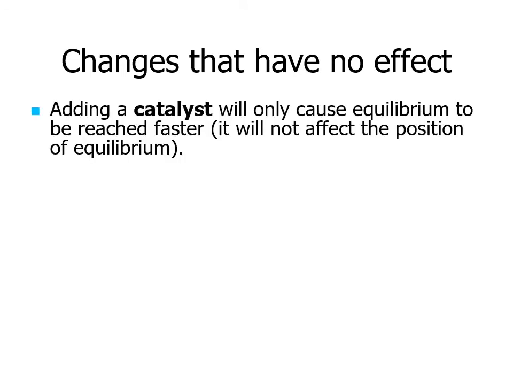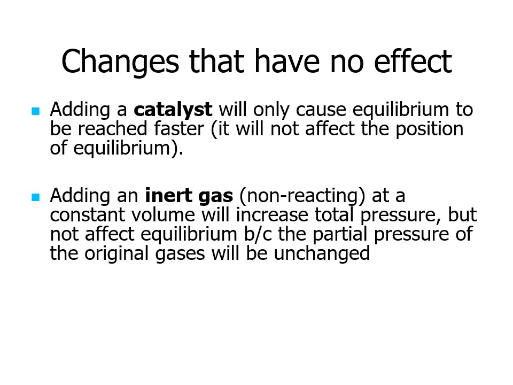Changes that have no effect. So first thing is a catalyst. If you add a catalyst to a system at equilibrium, it can get to equilibrium faster, but it's not going to change where that equilibrium position is. It's not going to change the K value. It'll just get to equilibrium faster. So it will not affect the position of equilibrium.